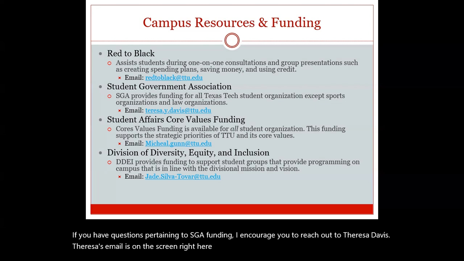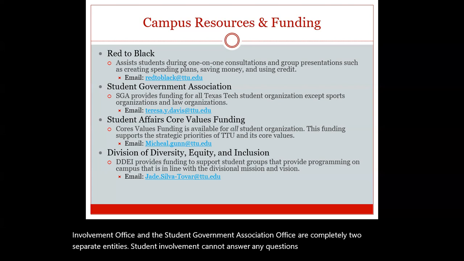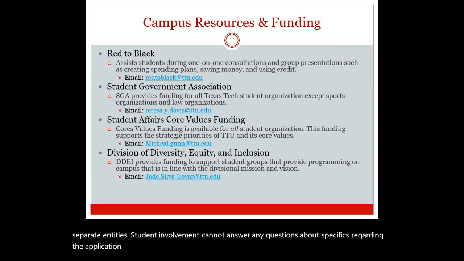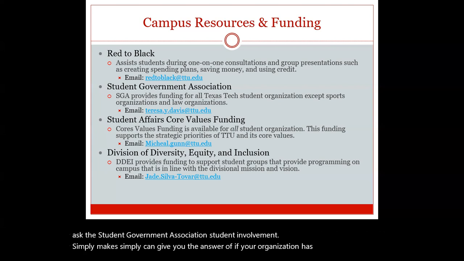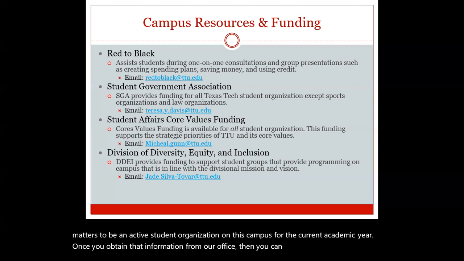I would also like to point out that the Student Involvement Office and the Student Government Association Office are completely two separate entities. Student Involvement cannot answer any questions about specifics regarding the application for SGA funding and the allocation of funds. That is a question you should ask the Student Government Association. Student Involvement simply can tell you whether your organization has met all compliance matters to be an active student organization on this campus for the current academic year. Once you obtain that information from our office, then you can inquire about funding through the Student Government Association.